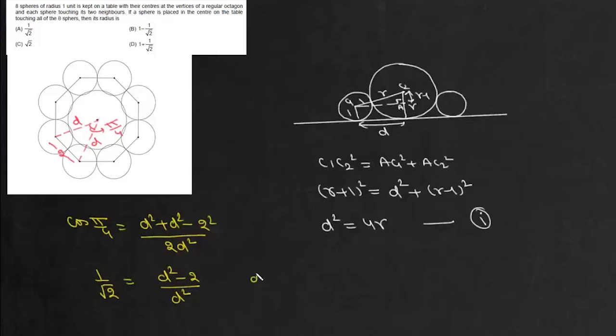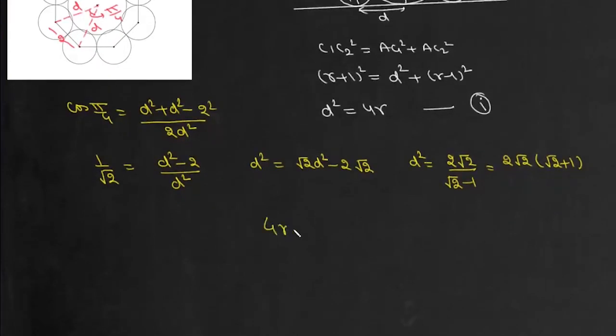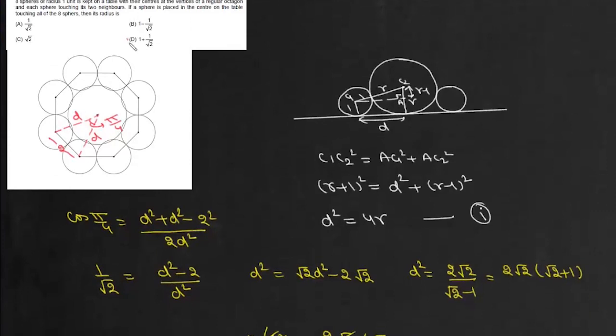Now we can simplify this as √2 D square minus 2√2, or basically D square is 2√2 upon √2 minus 1. Now if we rationalize this, it will be 2√2 (√2 plus 1). Now D square is equal to 4R. So if we equate D square with 4R, we get 4R equals 2√2 (√2 plus 1). Now 2√2 and 4 will cancel, so it will be √2 here, then R will be 1 plus 1 by √2, and that's your option D.